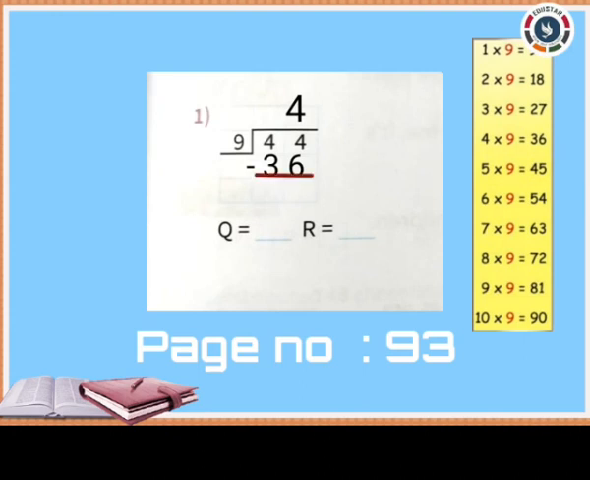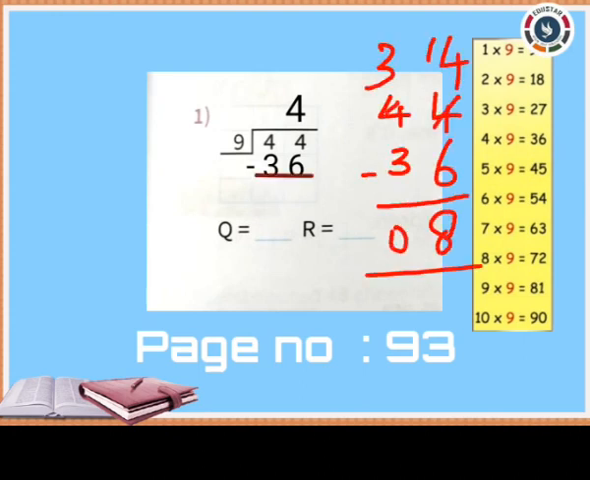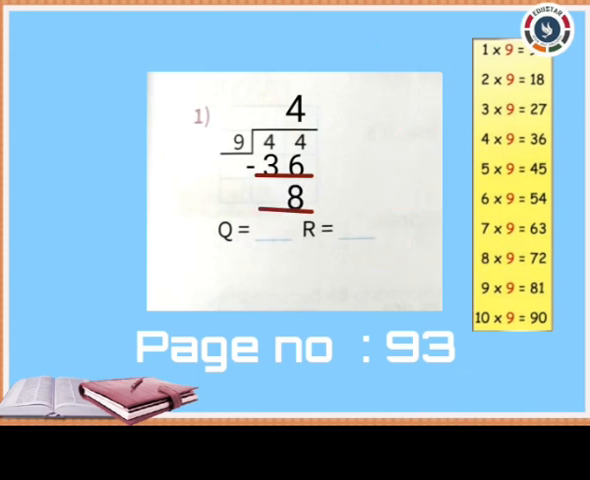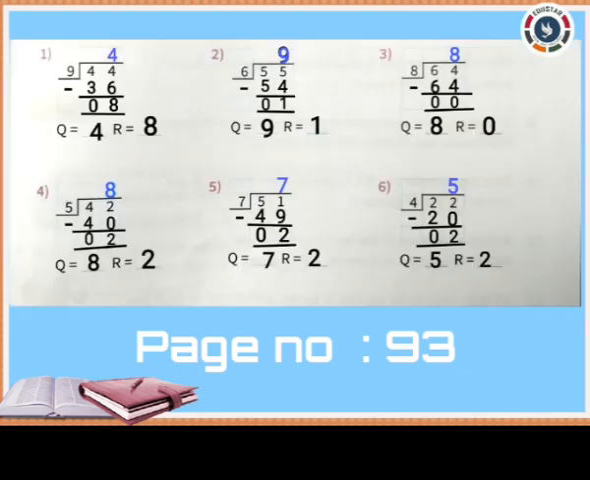Now subtract. 44 minus 36 is equal to 8. So quotient is 4, remainder is 8. The remaining sums 2, 3, 4, 5, 6 you have to do. After completion, you can check your answers with these.